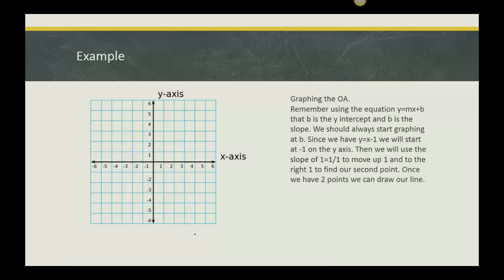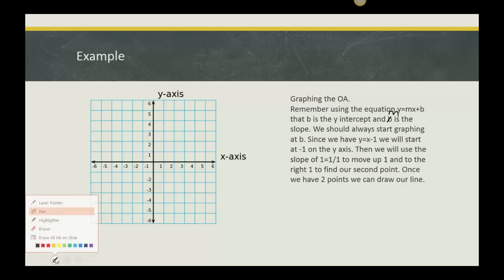Okay. Let's go through a little reminder about graphing lines. Remember when we use this equation y equals mx plus b? B is the y-intercept, and I messed that one up. That's supposed to be an m, but we're going to fix it right now. Alright, so here, this should say, remember when using the equation y equals mx plus b, b is the y-intercept and m is the slope. We should always start by graphing at b. So in this one, we had y equals x minus 1, so we want to start at negative 1.